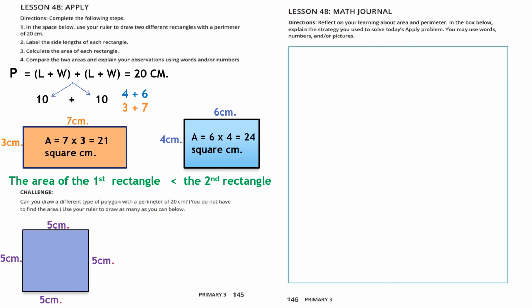If we want to draw a different polygon like a parallelogram, we can draw it like this, also 2 plus 8 plus 2 plus 8. It can be here also, like in the first problem. We said that length plus width plus length plus width equals 20, so each length plus width equals 10. We said 4 plus 6 and 3 plus 7. Here in the parallelogram, we also can say 2 plus 8, so 2 plus 8 plus 2 plus 8.